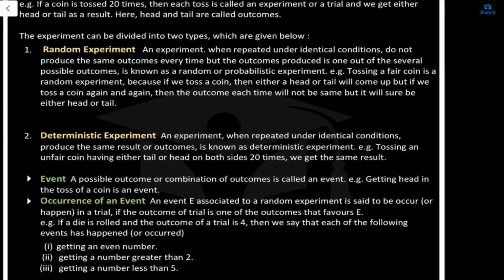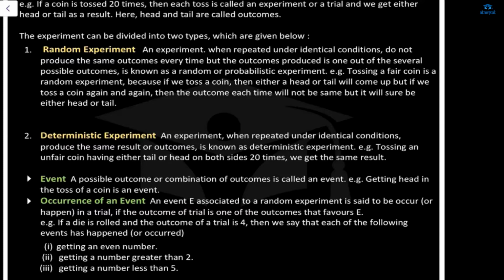Okay, so when you toss an unfair coin which has heads only, whether you toss it 20 times or 100 times or 10,000 times, it will always give you the same outcome, that is the head. That type of experiment is called a deterministic experiment. And when you do probability, you'll generally see random experiments only.